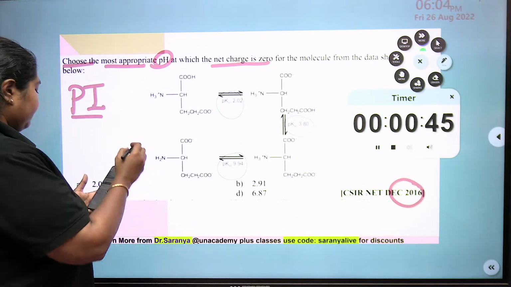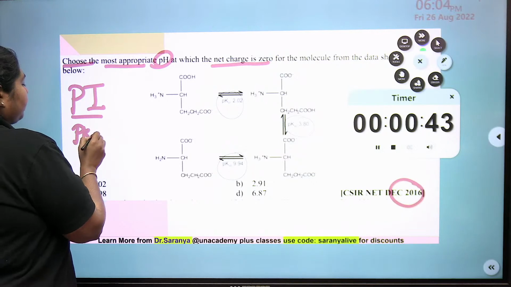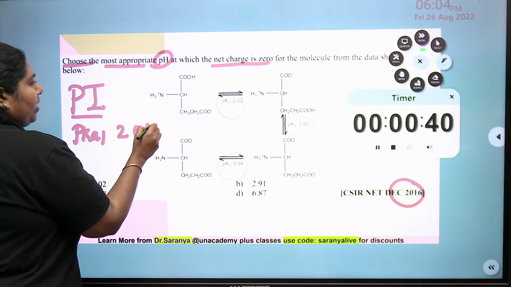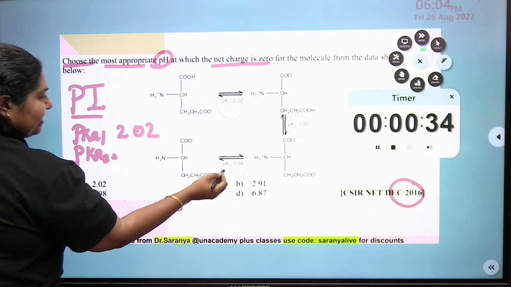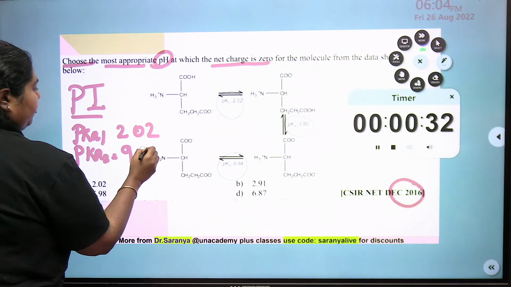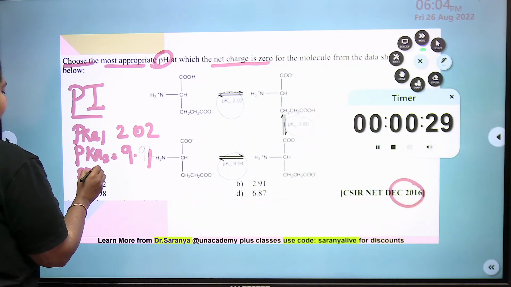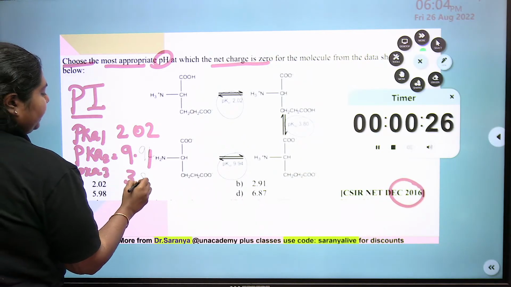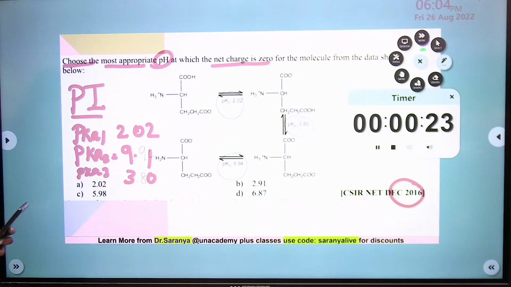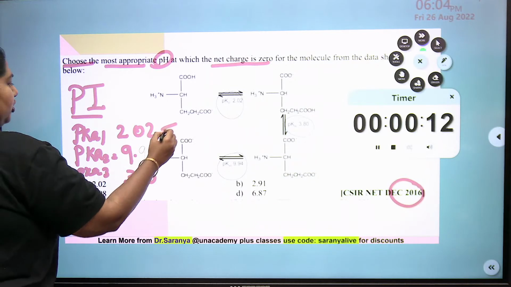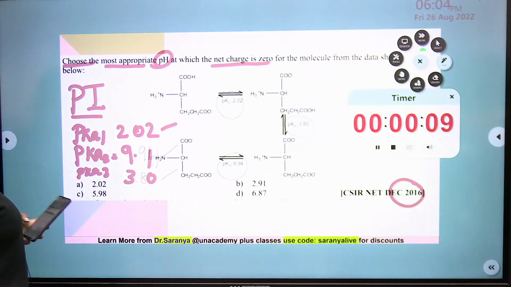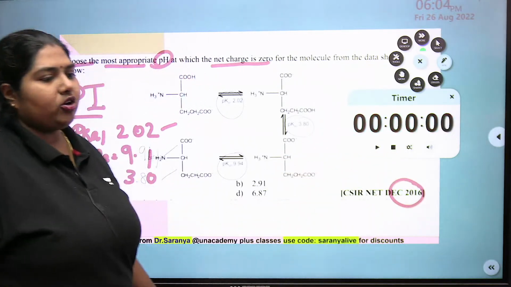If it is not visible, I am just writing it. Your pKa 1 is 2.02. Your pKa 2 is 9.94. And your pKa 3 is 3.80. So calculate the pI. Everybody should try. I have written it, I think now it is visible. 2.02, 9.94, 3.80.